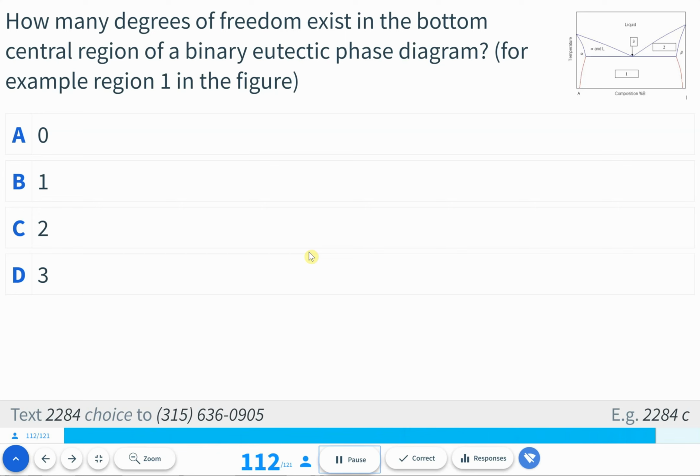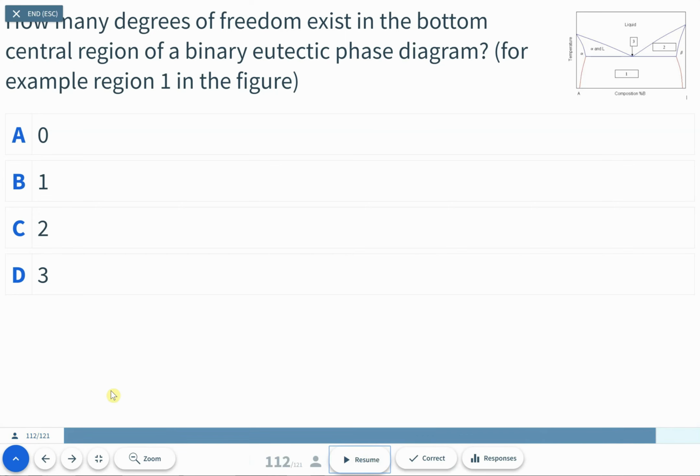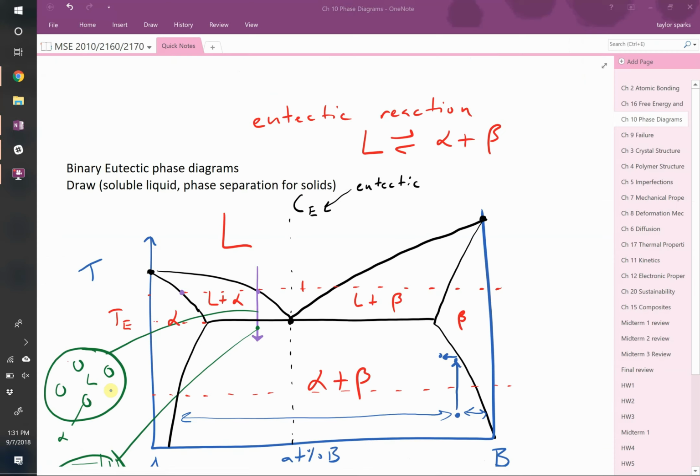Okay, I'm going to close this poll. All right, what do you think? Where in this diagram do we have 2 degrees of freedom? And what does that mean? Anybody have a thought? Ashton, right?